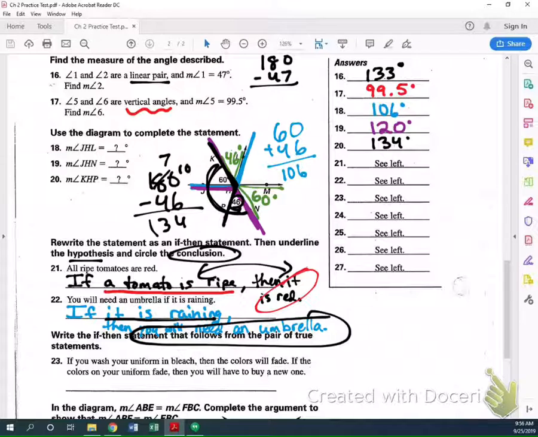Which part do I take out? The general line repeats itself. Yeah, you take out the part that repeats itself. So see how it says, then the colors will fade, if the colors fade? I'm going to get rid of those. So my new statement is going to say, if you wash your uniform in bleach, comma, then go all the way to the end: then you will have to buy a new one.